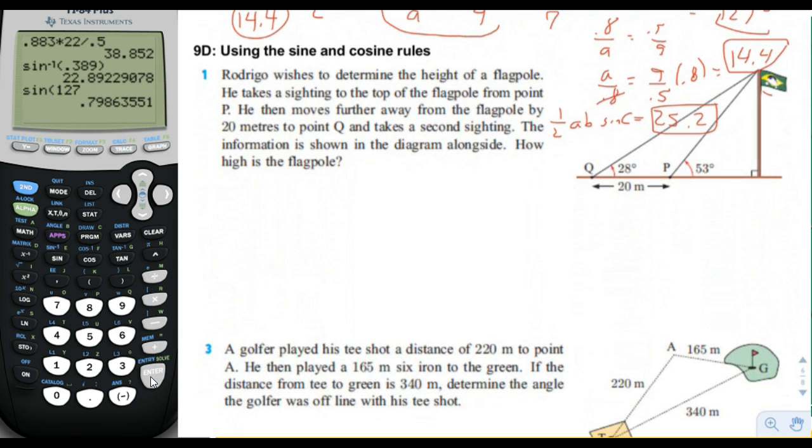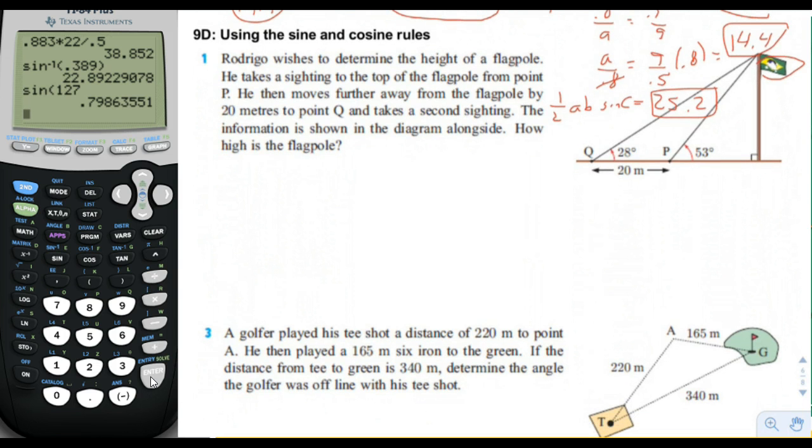Oh, look at that. There's a problem with the Brazilian flag. Okay, 9D. Using the sine and cosine rules. Rodrigo wishes to determine the height of a flagpole. He takes a sighting to the top of the flagpole from point P. He then moves further away from the flagpole by 20 meters to point Q and takes a second sighting. The information is shown in the diagram alongside. How high is this flagpole?